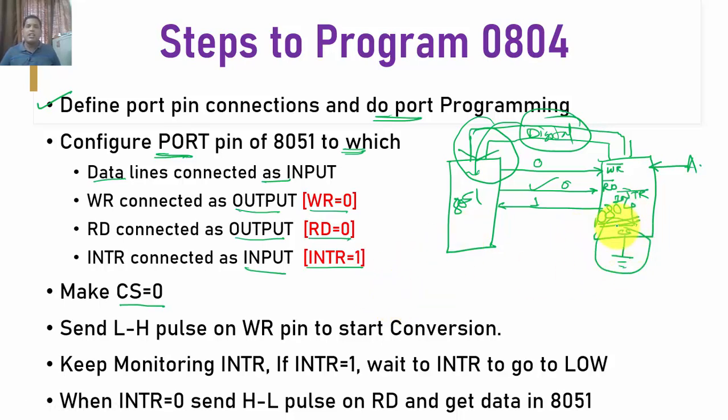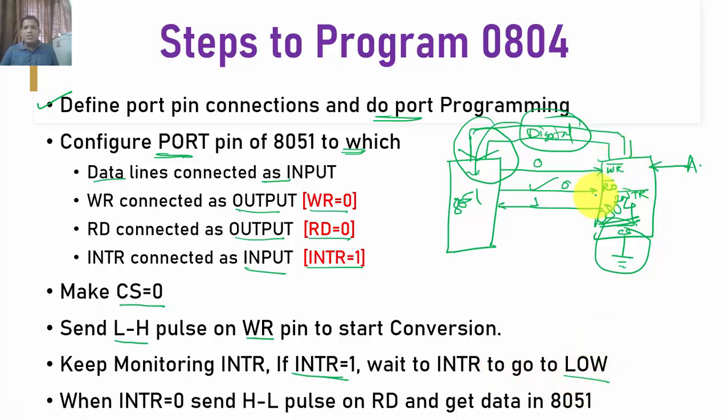Now the analog quantity is read from the sensor by the 0804, and to start the conversion, send a low to high pulse on the WR bar pin. Once I send this low to high pulse, what will happen? The conversion from analog quantity into digital starts internally in the 0804, and once it finishes, it is going to send the INTR signal. So when INTR is equal to 1, what does it indicate? The data conversion is still in process, and when INTR is equal to 0, the data conversion is complete.